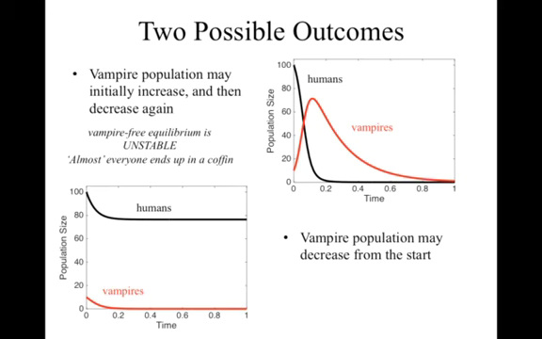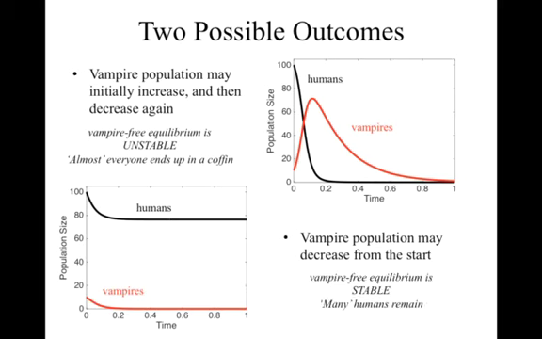So, in the first case, where the vampire population takes off and basically blows up and then eventually burns out, we say that the vampire-free equilibrium is unstable, right? If I add just a few vampires to the system, the whole system ends up turning into vampires, and then eventually the whole system, or almost the whole system, ends up turning into coffins. That's the vampire-free equilibrium being unstable. You can't remain at the vampire-free equilibrium indefinitely.